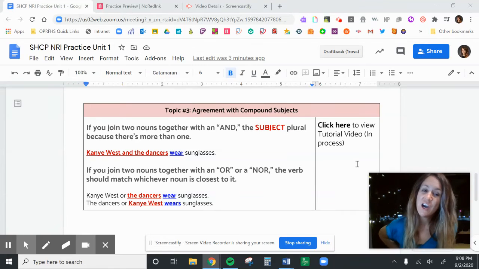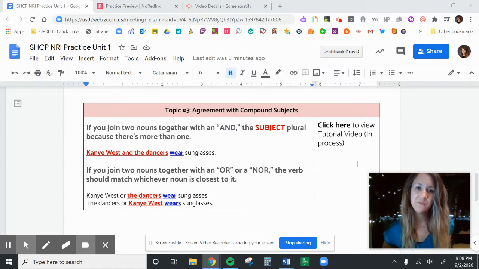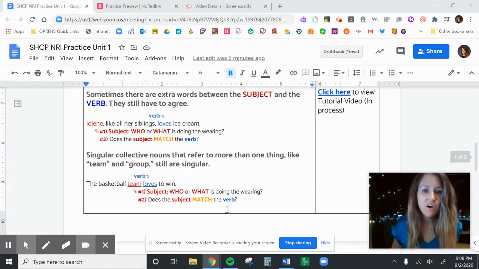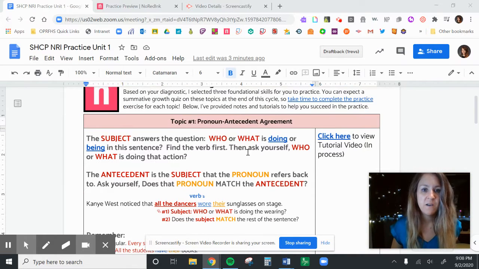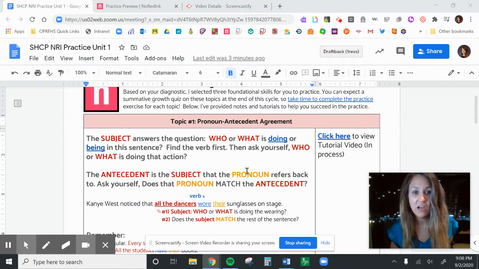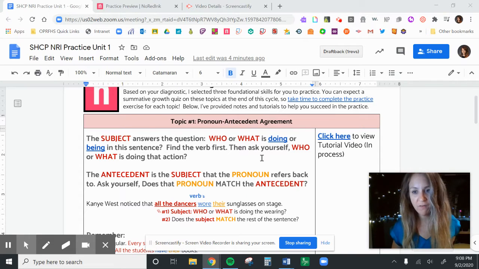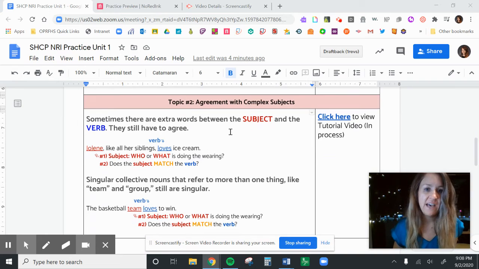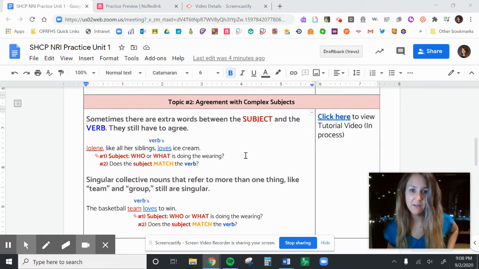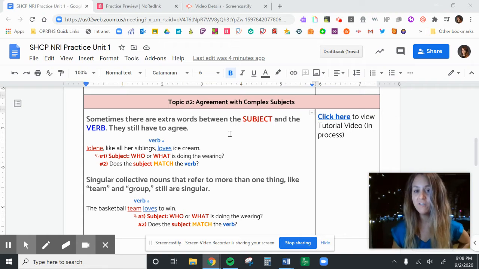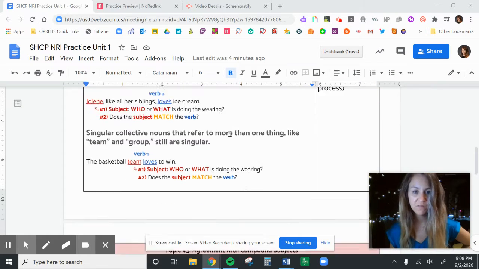Hello. I'm going to talk through the third topic here when it comes to agreement. So we already talked through pronoun antecedent agreement. We've figured out that we have to figure out the verb first and then who or what is doing the verb. Once you know that, everything else becomes a little bit more clear. Okay? Then we talked about agreement with complex subjects. So this means that even if there's words between the subject and the verb, they still match.